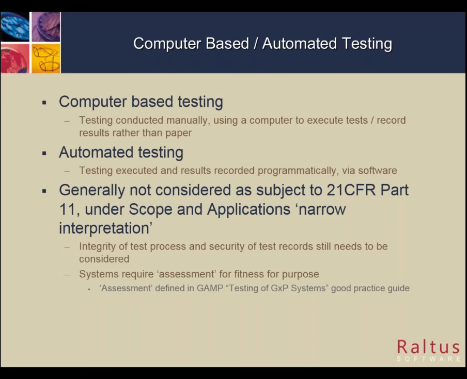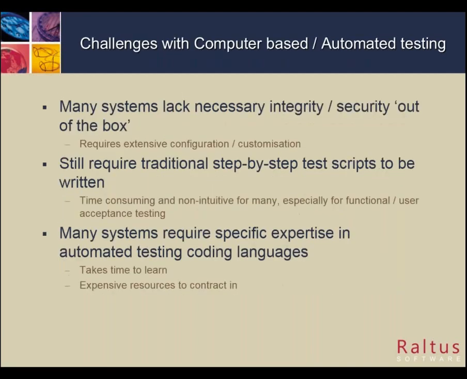That requirement, and the requirement to assess our computer-based test tools for fitness for purpose, comes out of the EU GMP guidelines, specifically Annex 11 on computerized systems. So again, we need to make sure that any computer-based tools are appropriately enforcing our testing processes and our test SOPs, and make sure that we have security both around the test case, the test script, and the test records.